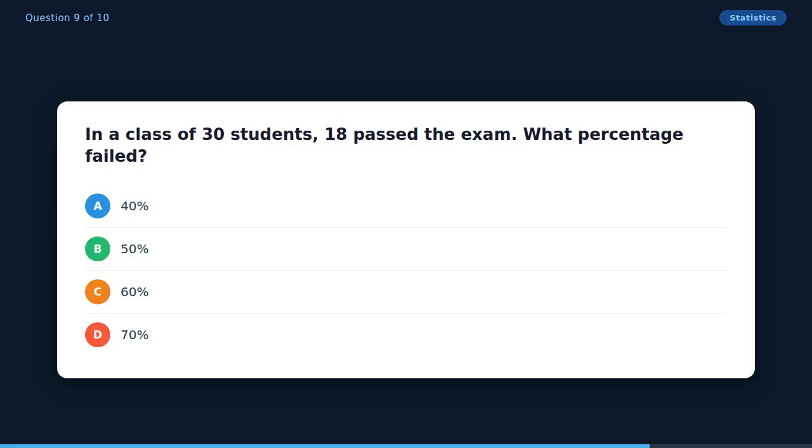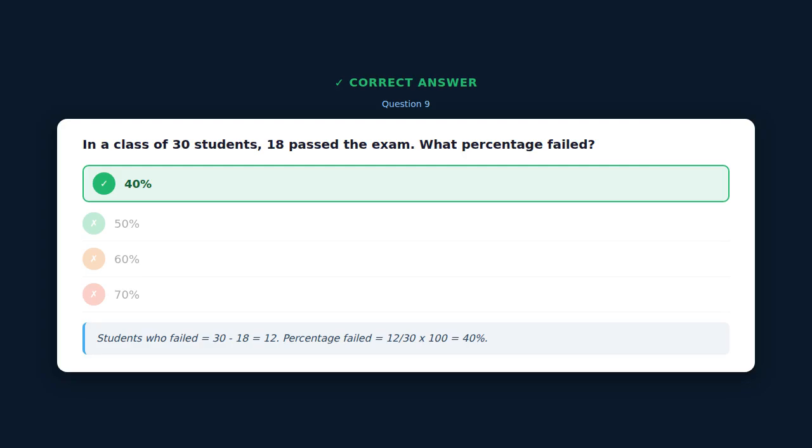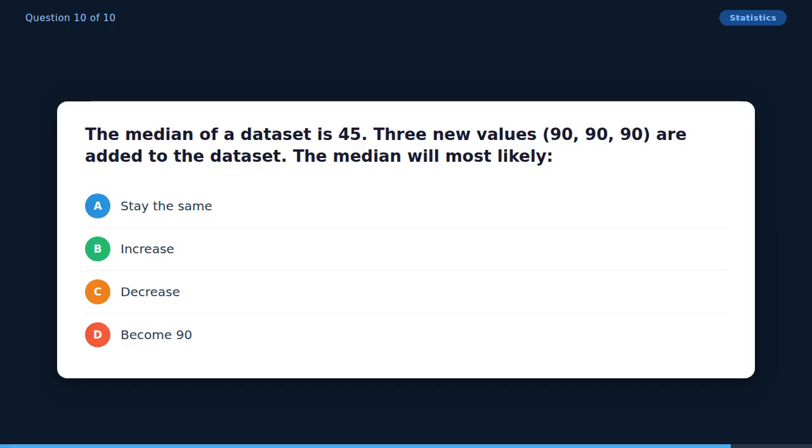Question 9 of 10. In a class of 30 students, 18 passed the exam. What percentage failed? Option A, 40%. Option B, 50%. Option C, 60%. Option D, 70%. Take a moment. The correct answer is A, 40%. Students who failed equals 30 minus 18, which is equal to 12. Percentage failed is equal to 12/30 times 100, equals 40%.